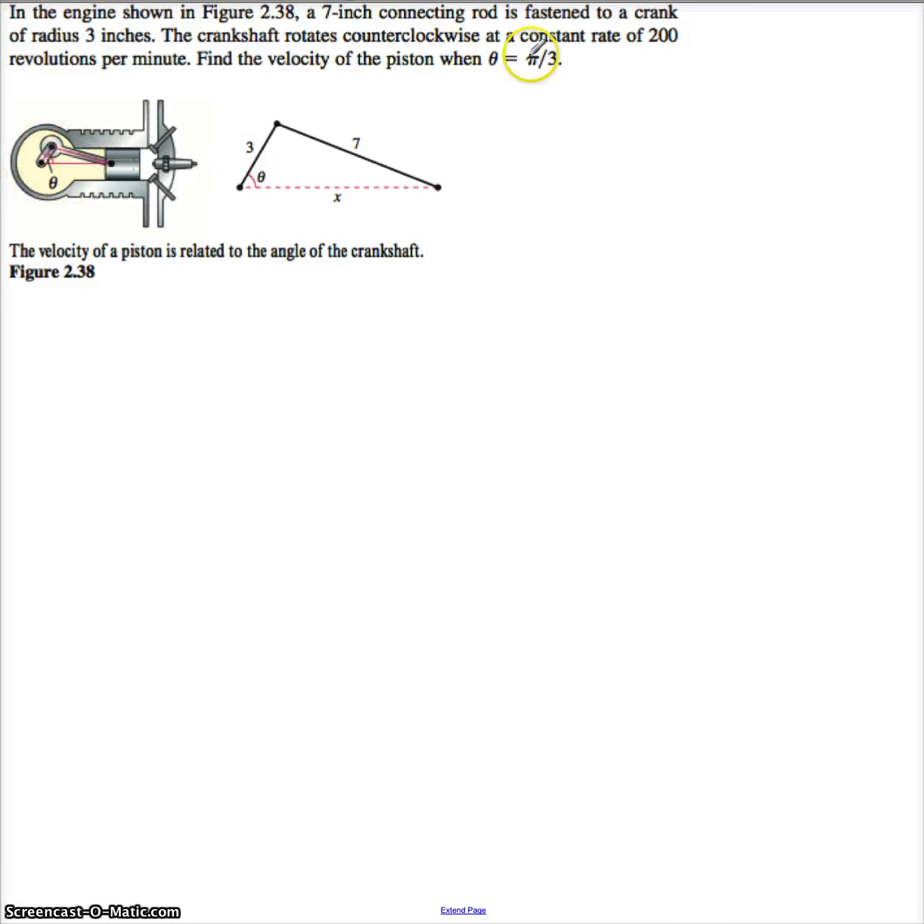minute, I want to find the velocity, so I want dx/dt, when the piston is at theta is pi over 3.